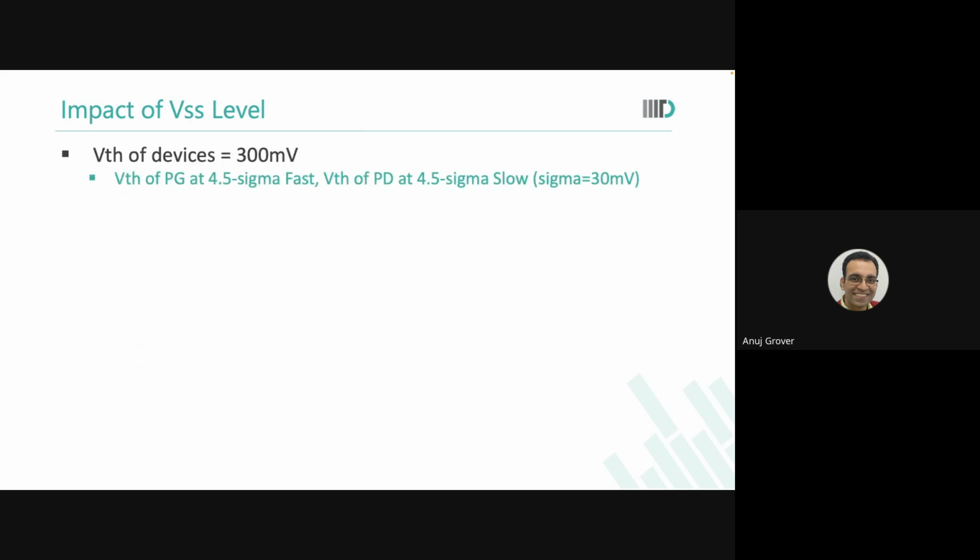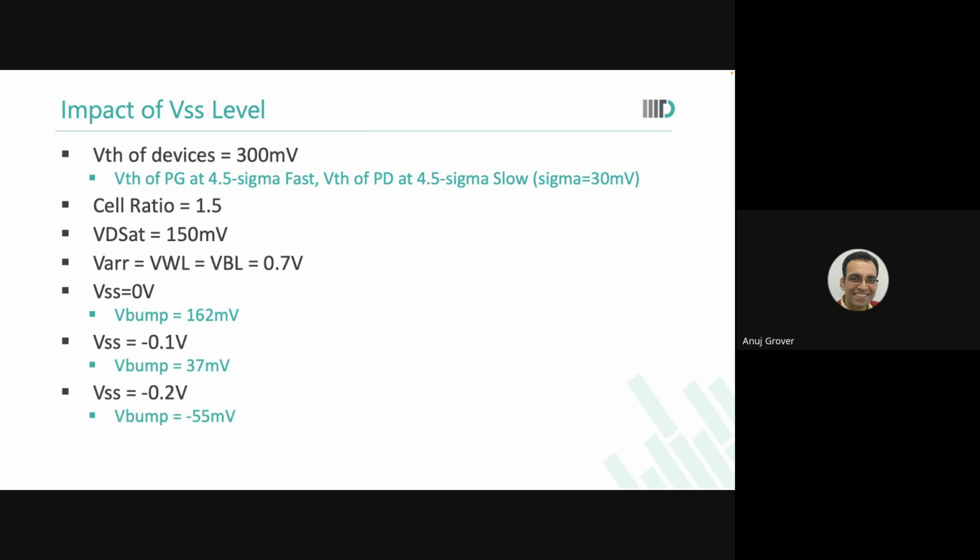So let's look at what other levers I have. There is this level of ground. If I can take ground to a lower voltage than 0, then again I start to gain on V bump.